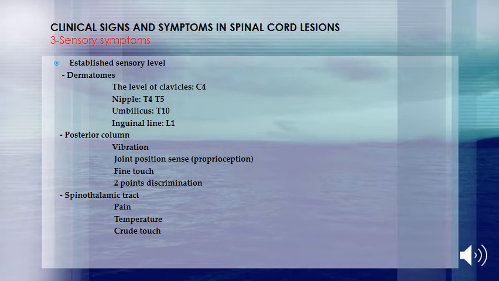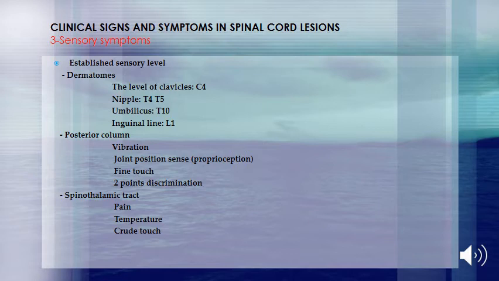The spinal cord lesion causes a sensory level according to the site of the lesion within the spinal cord, and it is either dermatomal, as in a lesion at the level of C4, which causes sensory symptoms at the clavicle, while at the nipple the level is T5, umbilicus T10, while in the inguinal region L1 and so on.